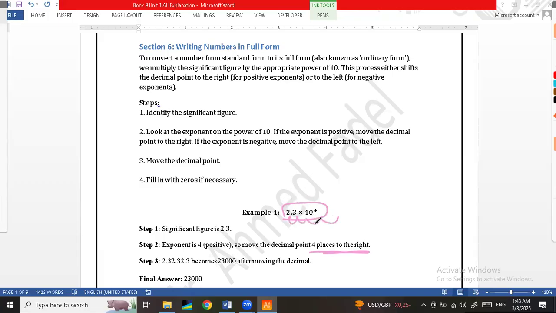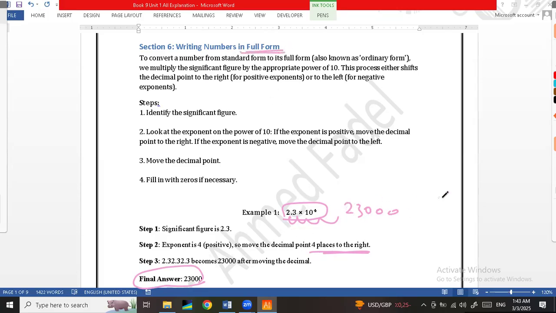So here, if I have 2.3 multiplied by 10 to the power of 4, I need to move it 4 digits to the right. 1, I need 3 more digits. So it's 2, 3. I need 3 more digits. 1, 2, 3. So it's 23,000. And this is the full form. Okay, this is what they mean by saying full form.